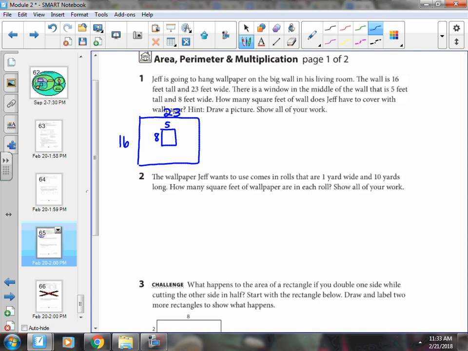And it does tell you to draw a picture, which can often be very helpful. So I'm going to find the area of the wall first, okay? And then I'm going to subtract the area of the window. So first I'm going to do 23 times 16. If you know traditional, we get 368. Slide this up here.